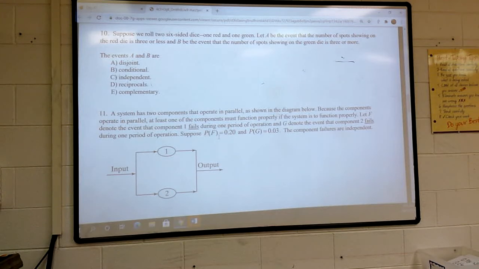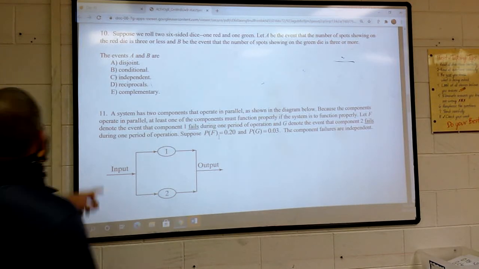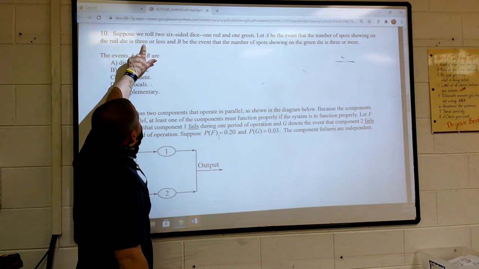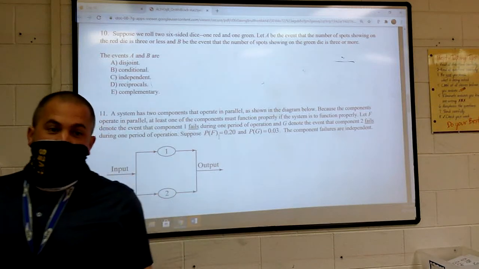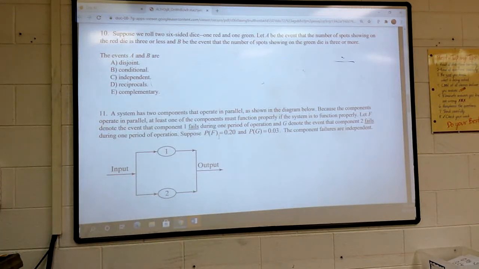And then it says, are they complementary? Complementary means if one's 40%, the other would be 60%. They would have to add up to 1. What's the probability the red lands on 3 or less? 50%, 3 out of 6. What's the probability the green lands on 3 or more? It's 4 out of 6. So 3 out of 6 and 4 out of 6 is actually 7 out of 6. There's no way they're complementary events.